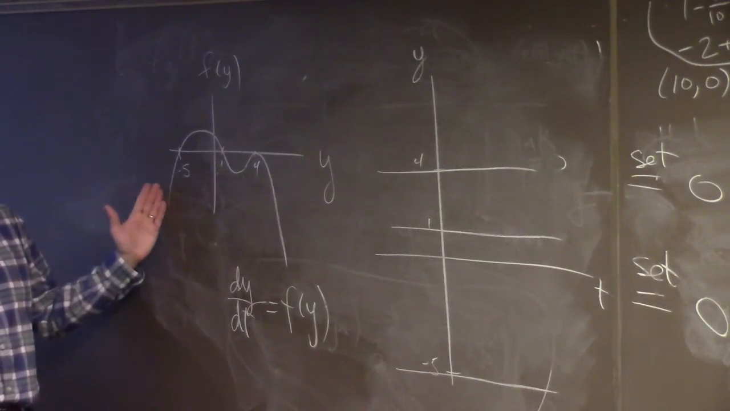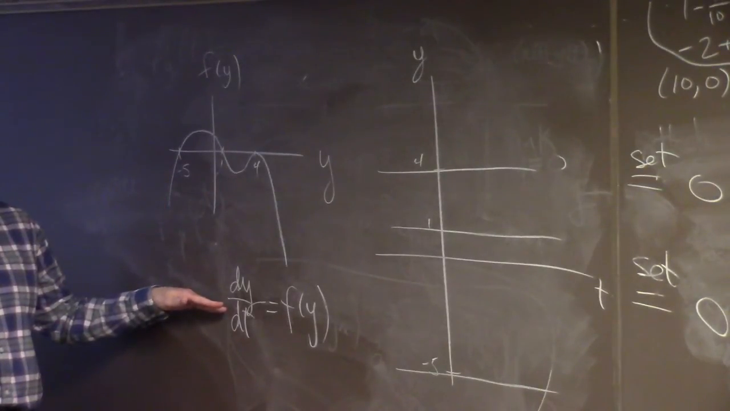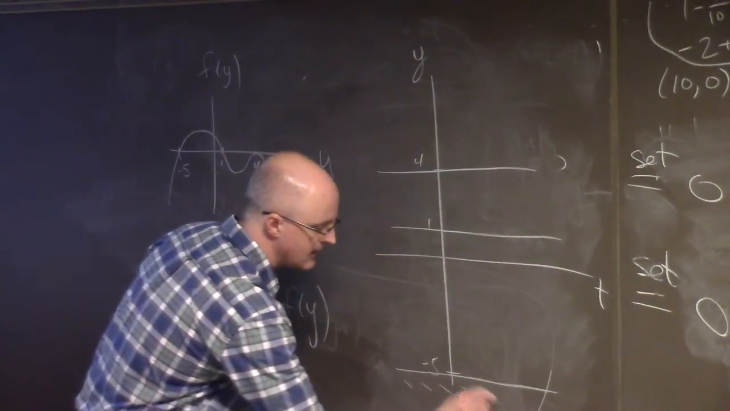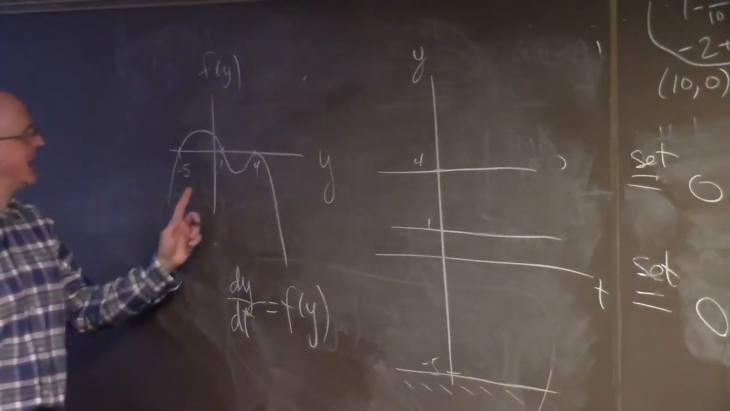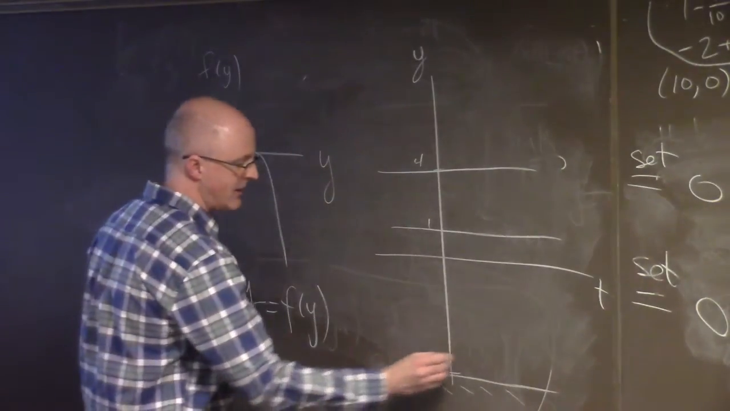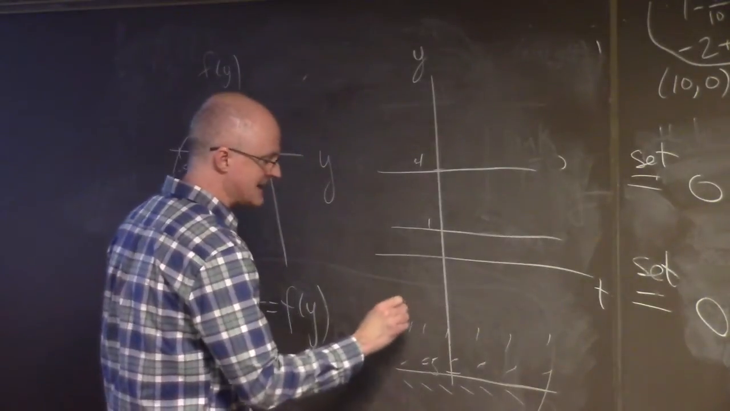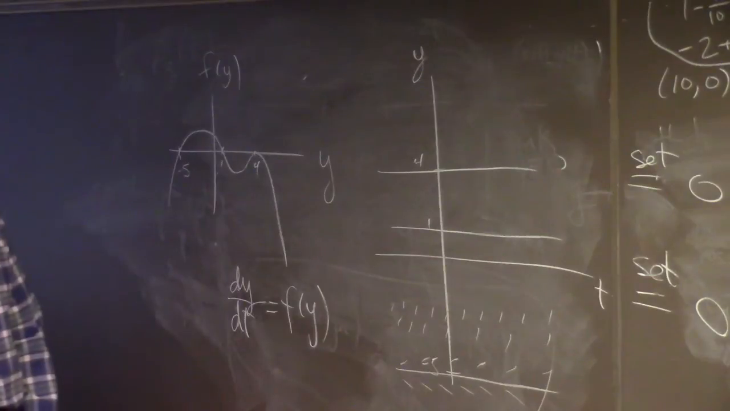So if the y coordinate is less than -5, dy dt at that point for the solution curve has to be negative. You get slope marks with negative slopes. Between -5 and 1, you have slope marks with positive slopes because f of y is positive, and they're going to be maximized, not exactly, but approximately halfway between -5 and 1.